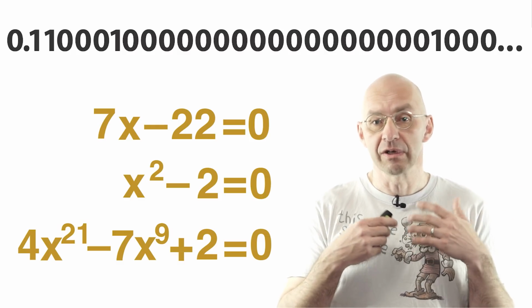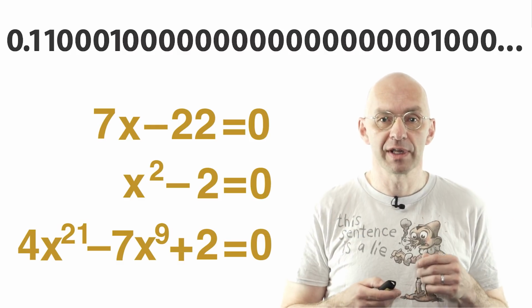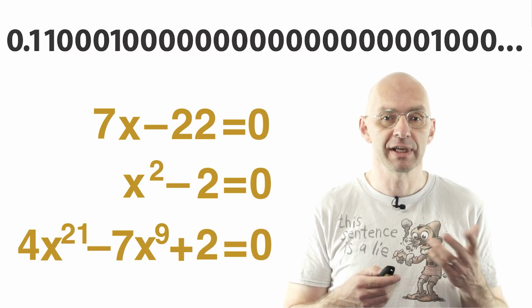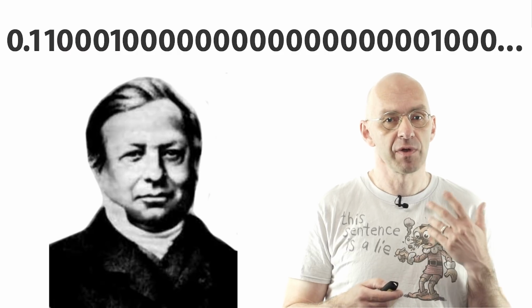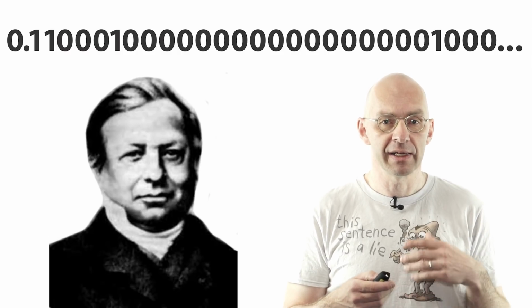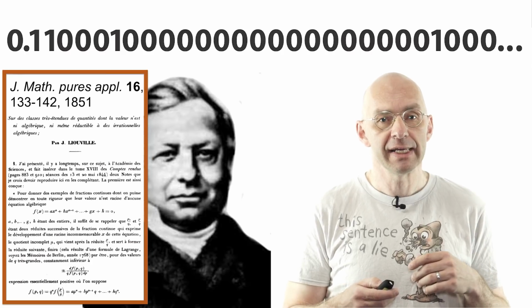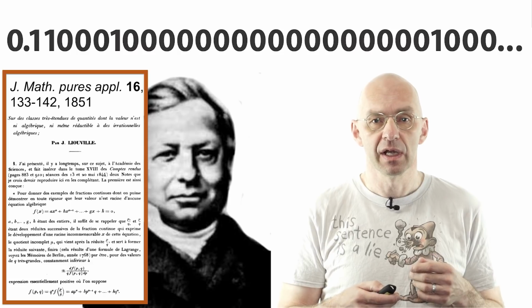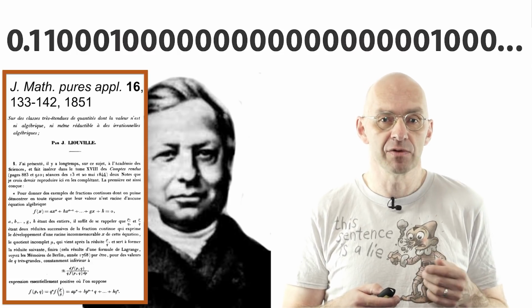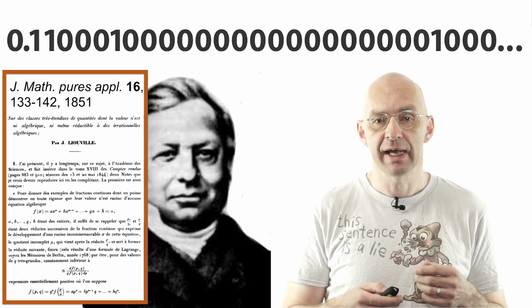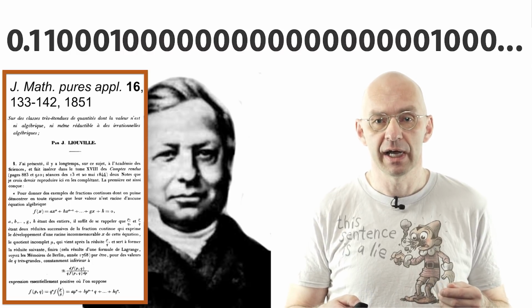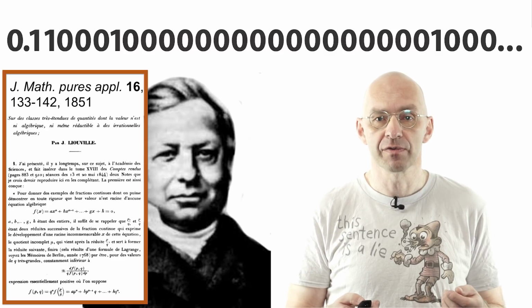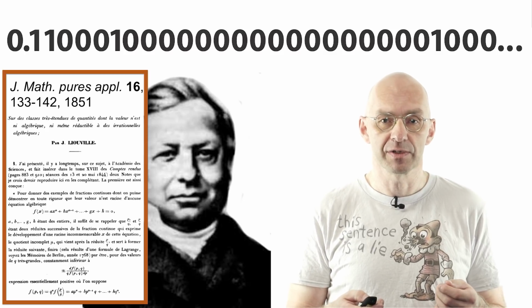Liouville's number, or Liouville's constant, was shown to be transcendental in 1851 by the great French mathematician Joseph Liouville. It was one of the first numbers shown to be transcendental, and Liouville's proof of this fact is probably the easiest transcendence proof for any specific number. Liouville's proof is accessible to anybody who has had some exposure to proofs at university level real analysis, and I've included links to the original French paper and a modern version of the proof in English in the description.